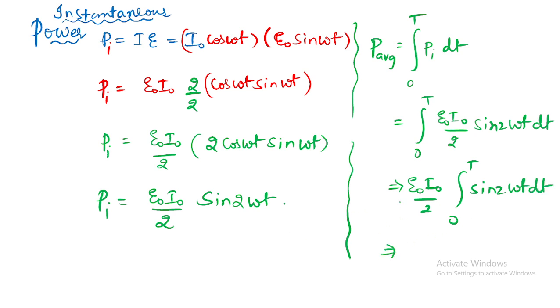What is the answer? 0. If you do the integration also, what is the answer? You will get it here. This completely becomes 0. So the average power observed is 0.